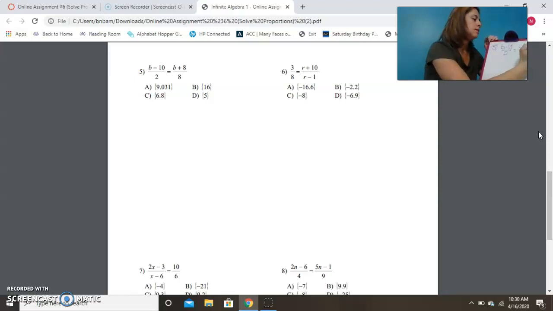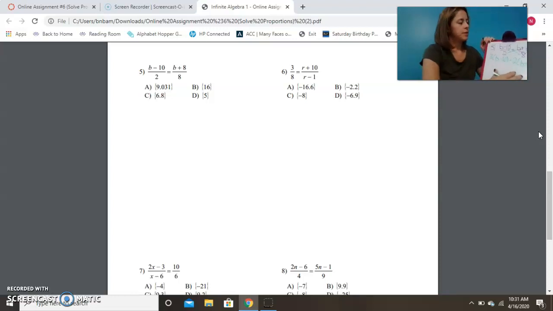Okay, so this one's stepping up the difficulty level just a little bit. You should still be able to easily solve these once they're set up. So we're going to cross multiply this top by this bottom, and then we're going to multiply this bottom by this top. So if we multiply these, we're going to have 8 times b minus 10 equal to, and then when we multiply these, we get 2 times b plus 8.